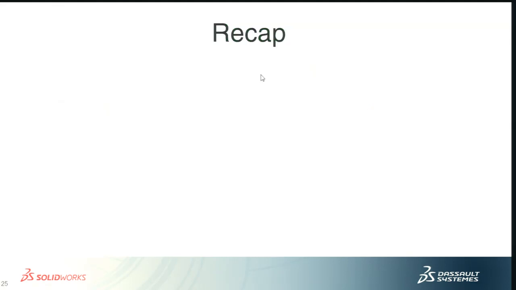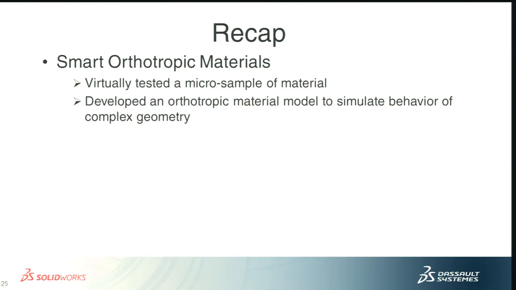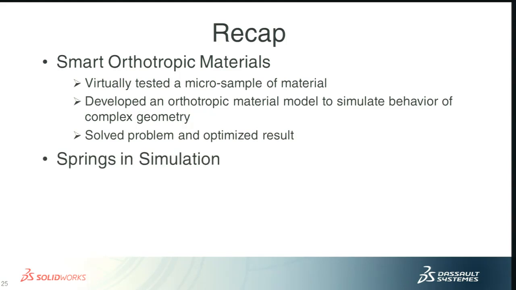So that's it. I'm just going to go through a recap, and then we'll do some questions if you guys have any. So we looked at the smart orthogonal materials, right? And how we did that is we virtually tested a micro sample of the material, right? So it's essentially one homogeneous material that behaves like something that maybe geometrically is a little different, but we're utilizing the symmetry or the regular patternness of the geometry. So we solved the problem and we optimized the result.